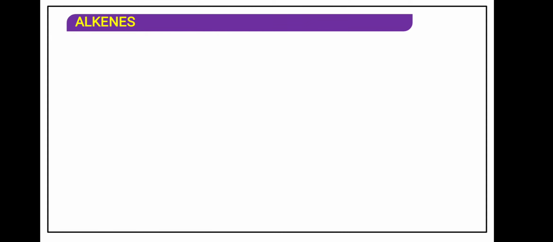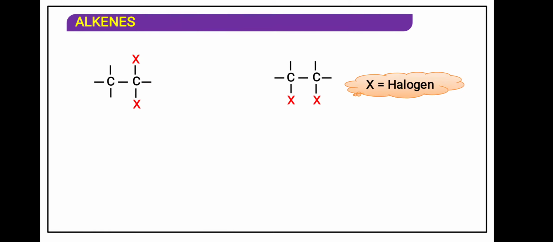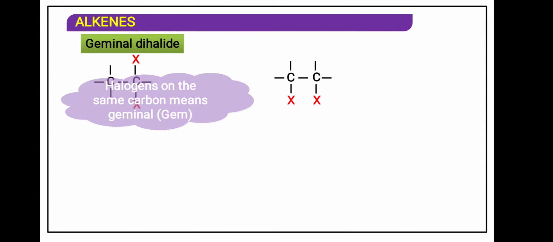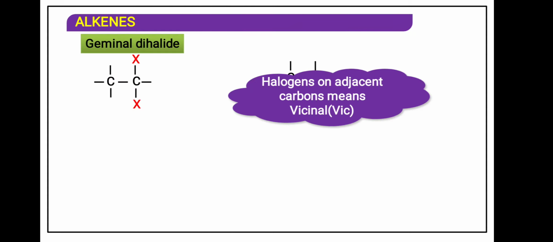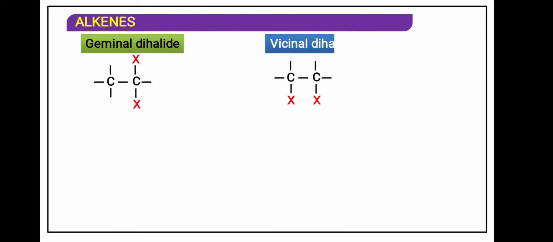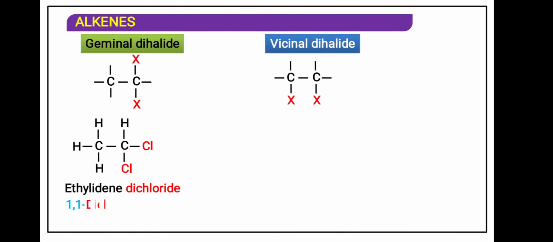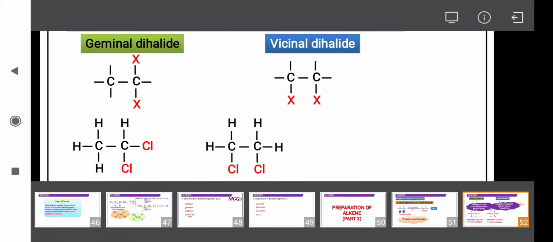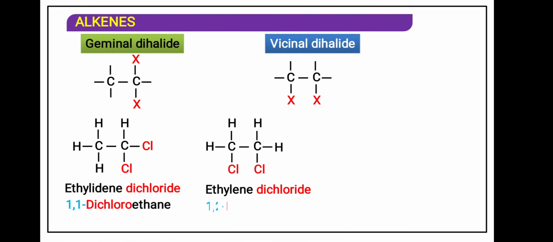Vicinal dihalides, I have told you. Now see here, halogens attached to adjacent carbons are vicinal. Halogens attached to the same carbon are geminal. The name of this compound will be ethylidene dichloride or 1,1-dichloroethane. This will be 1,2-dichloroethane, ethylene dichloride.